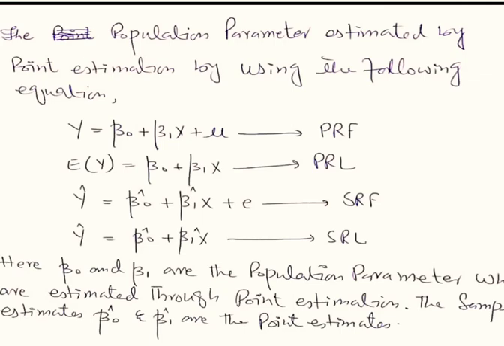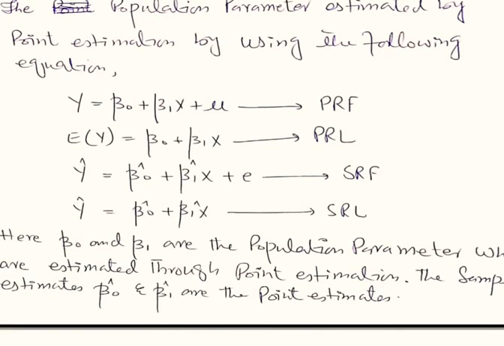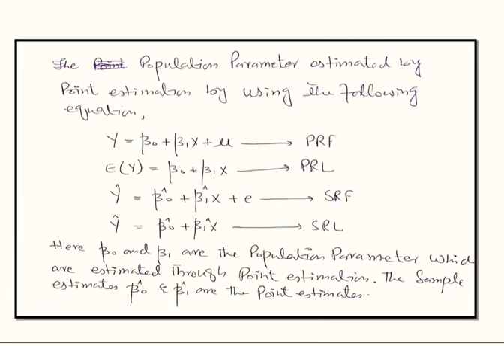parameters, so we have to estimate these population parameters by calculating the sample statistic, that is y cap is equal to beta naught cap plus beta 1 cap x plus e, that is the sample regression function, and y cap is equal to beta naught cap plus beta 1 cap x is the sample regression line. Here beta naught and beta 1 are the population parameters which are estimated through point estimator. The sample estimates beta naught cap and beta 1 cap are the point estimators. What we have estimated yet are the point estimators.